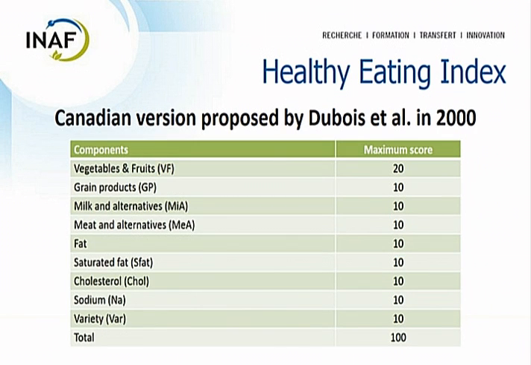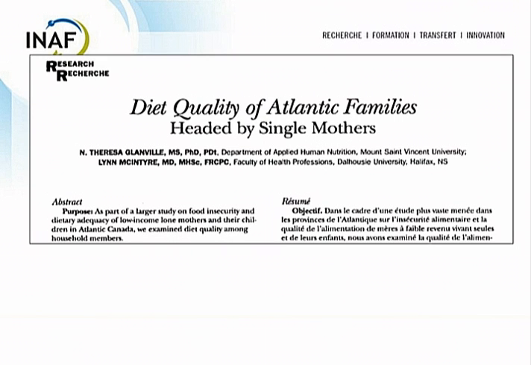A Canadian version of this score was proposed and validated by Lise Dubois in 2000. As you can see, it's basically the exact same thing, besides the fact that the vegetable and fruit components are put together in the same group. And the adequacy components are assessed using the portions recommended in the 1992 Canada's Food Guide. Then a number of Canadian studies using this score were published over the past years.